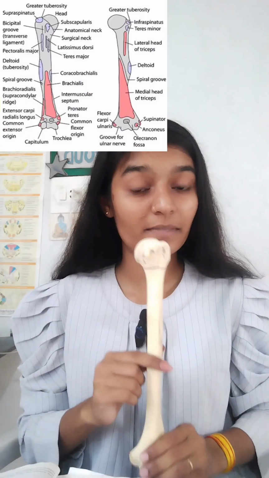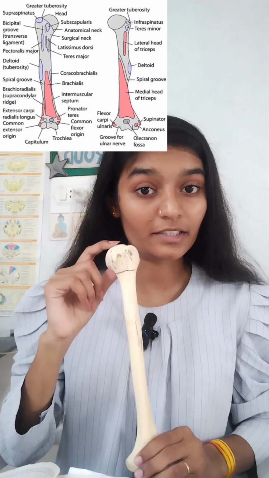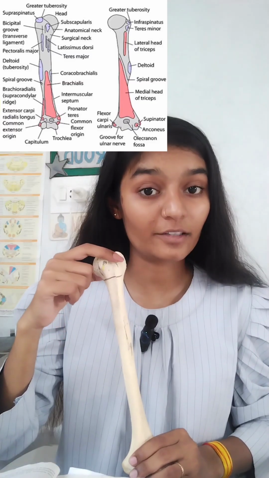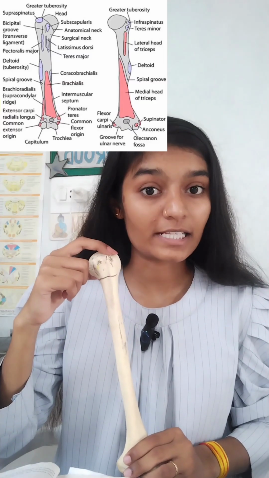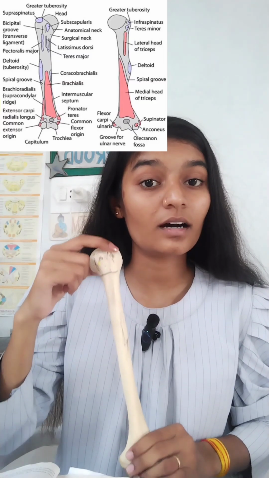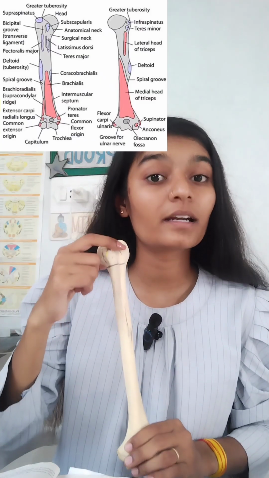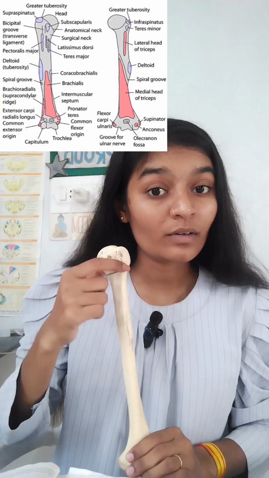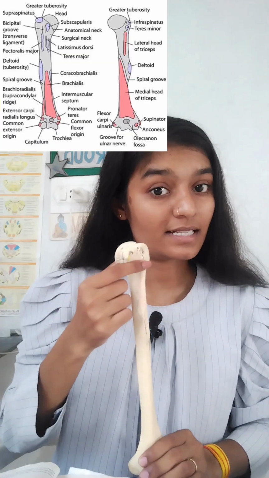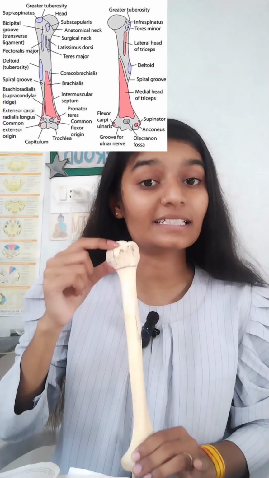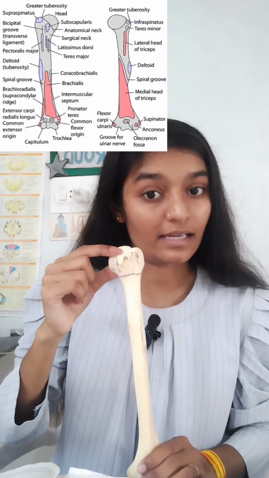And now the attachment of the muscles on the humerus bone. There are three muscles inserted on the greater tubercle. First, the supraspinatus is inserted on the upper impression of the greater tubercle, the infraspinatus on the middle impression, and the teres minor muscle is inserted on the lower impression. On the lesser tubercle only one muscle is inserted. It is called the subscapularis muscle.